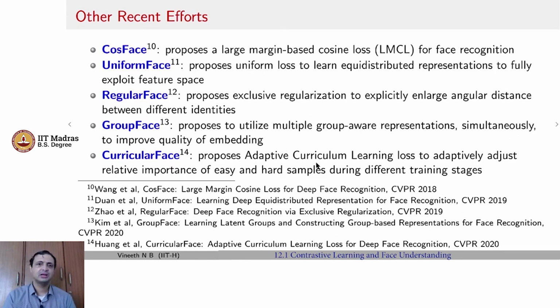Curriculum learning is a facet of training deep neural networks, where initially you expose the model to, say, simple training examples and then gradually increase the difficulty of the training examples to help the neural network learn better. So we saw this with triplet mining, where we said let's start with semi-hard negatives before we go to hard negatives, and this approach called CurricularFace took this further to propose an adaptive curriculum learning loss.